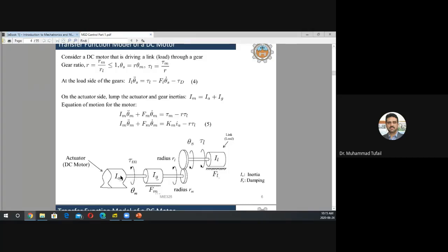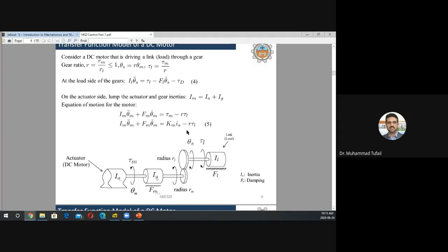The reason being, if you remember, you all have used DC motors, so the shaft rotates with a very high speed. But we normally don't need that much speed. Instead, we need more torque. So we reduce the speed. It's also called a speed reducer, and we enhance the torque. So tau L is greater than tau M, and the gear ratio is playing the role. If it is less than 1, then definitely tau L is greater than tau M.